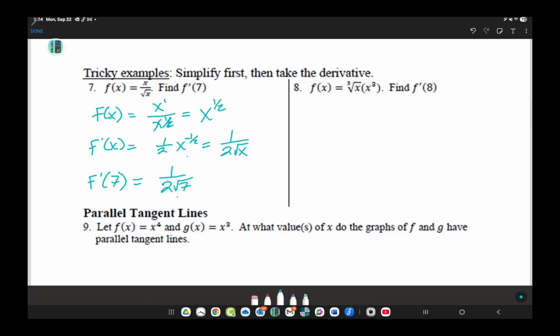Now you guys did see the power rule last year, right? This is the power rule. It's actually called the power rule. You're gonna find it's not gonna be just straightforward, easy, integer exponents.